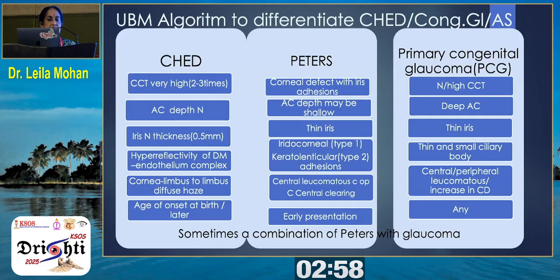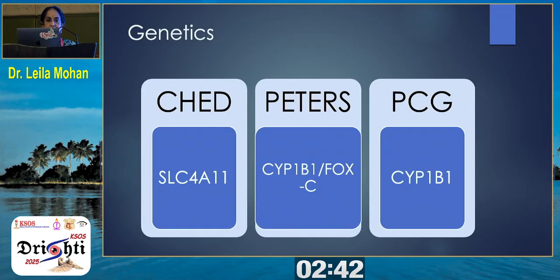Hyperreflectivity can be seen in CHED, and in Peters you can see the adhesions between the iris and cornea, or sometimes even the lens may be adherent to the cornea. And the pattern of opacity is limbus to limbus corneal opacity in CHED. The age of onset is sometimes at birth or sometimes a little later in CHED.